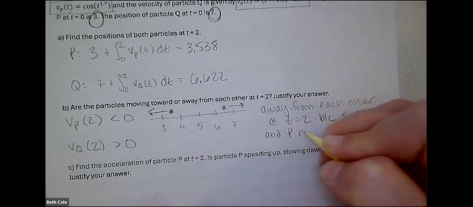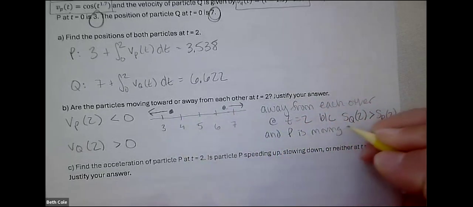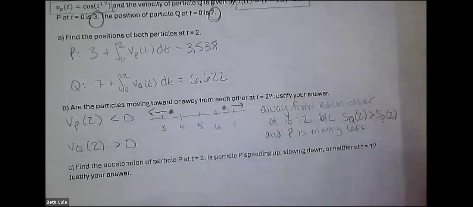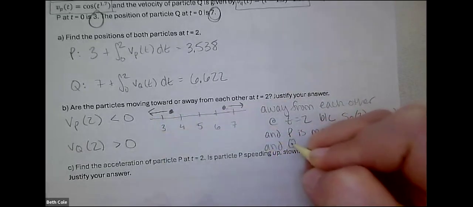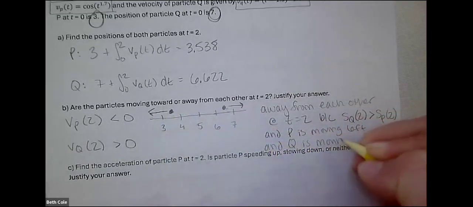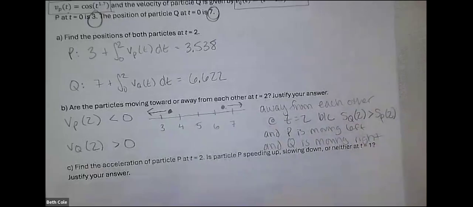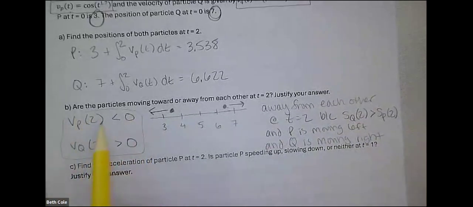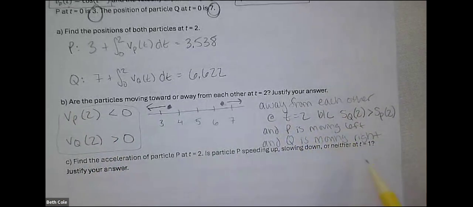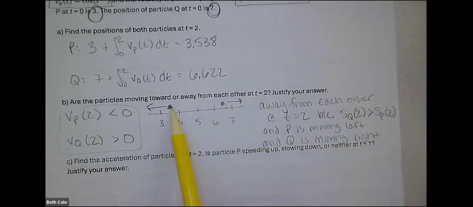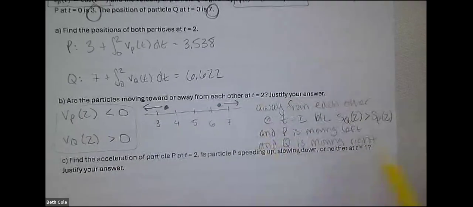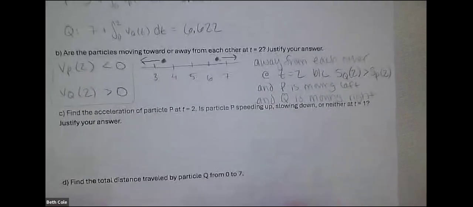And P is moving left and Q is moving right. You already said that this velocity is negative and this velocity is positive. So over here, you can just say moving left and moving right. So you're saying this one's here, moving to the right, this one's here, moving to the left, therefore they're moving away from each other. There's a ton of different ways you can word that. I think this is the most succinct way to put it.